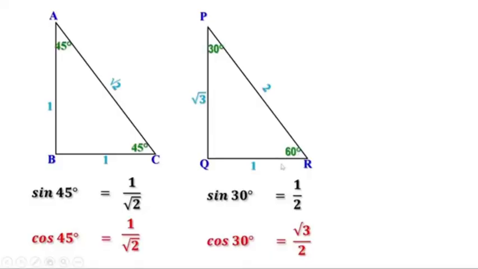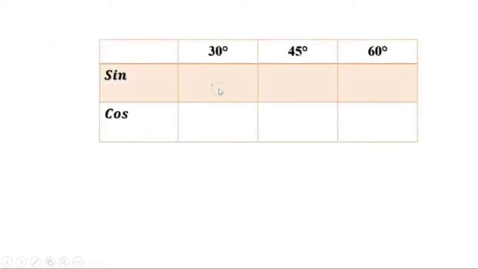How much is cos 30? Cos 30 is adjacent by hypotenuse. That is, adjacent is √3, hypotenuse is 2. Therefore, cos 30 is √3 by 2. Similarly, we can find out sine 60 and cos 60. Sine 60 is opposite by hypotenuse and cos 60 is adjacent by hypotenuse. So, we can make a table of this one.